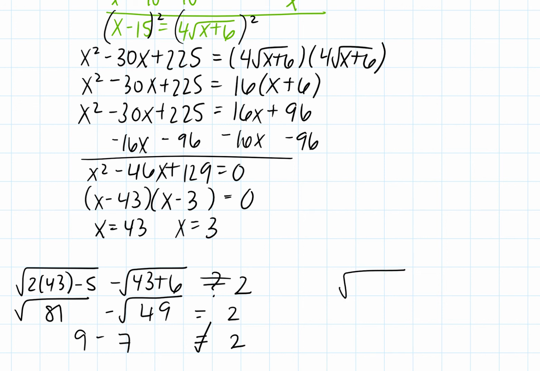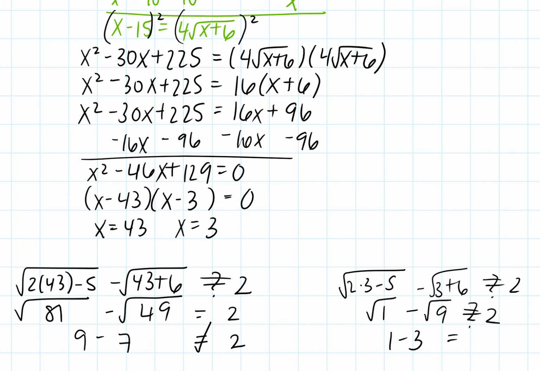And over here, we've got root of 6, so root 1 minus root 9 equals maybe 2. We've got 1 minus 3. Well, 1 minus 3 is negative 2, right? We're assuming that when we check for extraneous solutions, we're assuming we're only taking the positive roots. So 1 minus 3 is not equal to 2, so this is an extraneous solution, and we conclude the only solution is x equals 43.